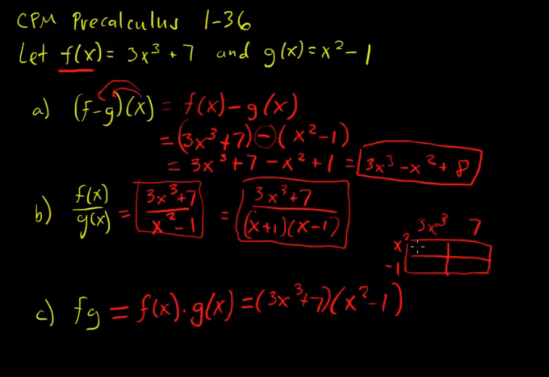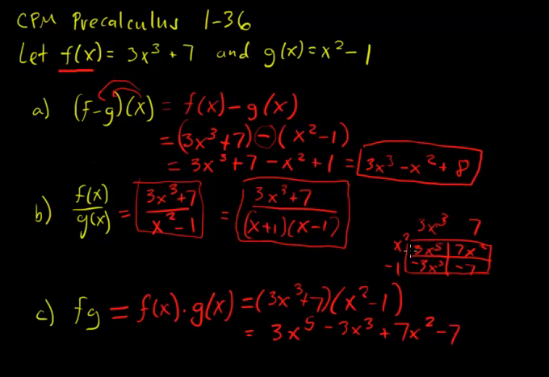X squared times 3x cubed is 3x to the 5th. X squared times 7 is 7x squared. Negative 1 times 3x cubed is negative 3x cubed. Negative 1 times 7 is negative 7. So that's equal to 3x to the 5th, right? Minus 3x cubed plus 7x squared minus 7.